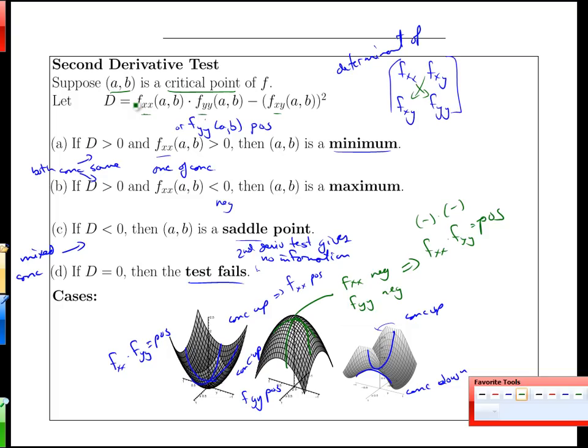Key thing for those who are just looking to survive and get through, this D, don't think of it as a formula, or you can, but it's not as easy. Think of it as the product of your two concavities. If it's positive, your concavities are the same. If it's negative, immediately your concavities are different, and so you have a saddle point. If the concavities are the same, you just look at one of the concavities, it doesn't matter which one. If they're both positive, then you're at a local minimum. If your concavities are the same and they're both negative, you've got concave down in every direction, you're going to be at a local maximum. And that's the easy way to remember that test.